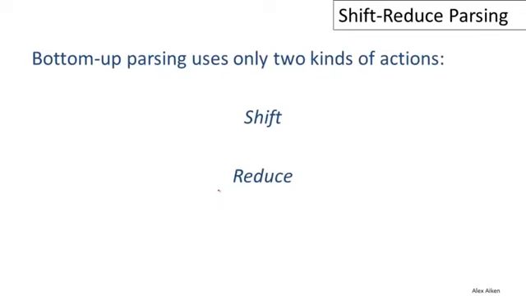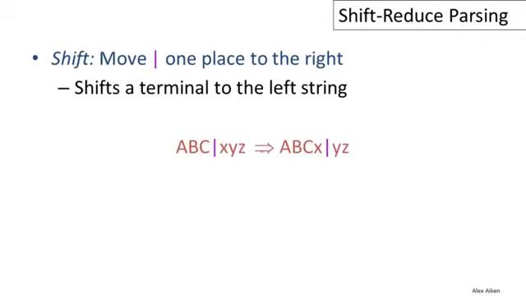To implement bottom-up parsing, it turns out we only need two kinds of actions, shift moves and reduce moves. And we've already talked somewhat about reduce moves, and so we have to introduce shift moves. So let's do that now. A shift move reads one token of input, and we can represent that by moving the vertical bar one token to the right.